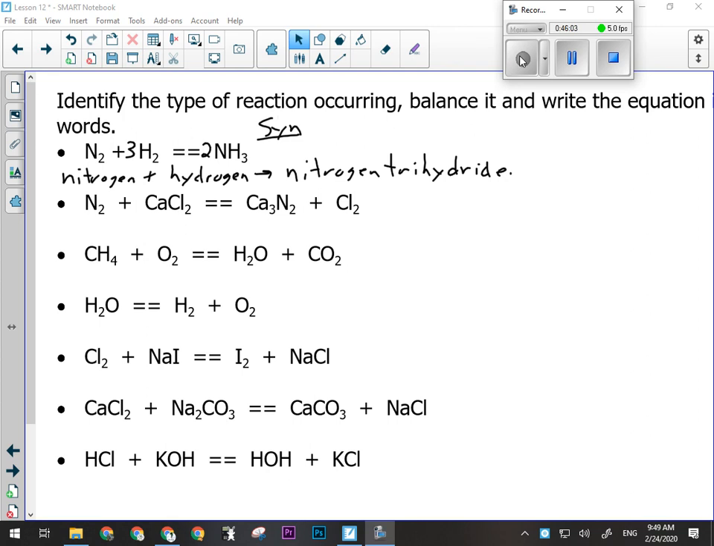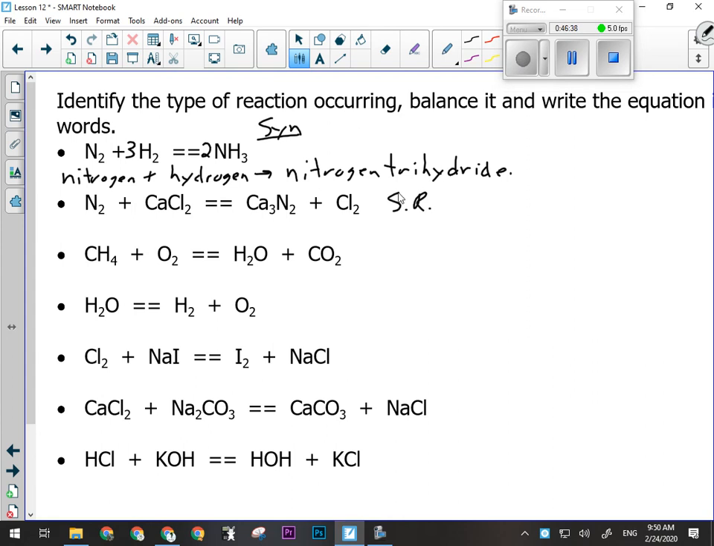Okay, so in the second one I have nitrogen, which is an element, reacting with calcium chloride, which is an ionic compound. The products are calcium nitrate, an ionic compound, and chlorine, an element. So what reaction type that we went over starts out with an element reacting with an ionic compound, producing an ionic compound and a new element? Right, which one? Which reaction type is that? Single replacement. Okay, so this is a single replacement reaction. Okay, so we're just going to go SR.